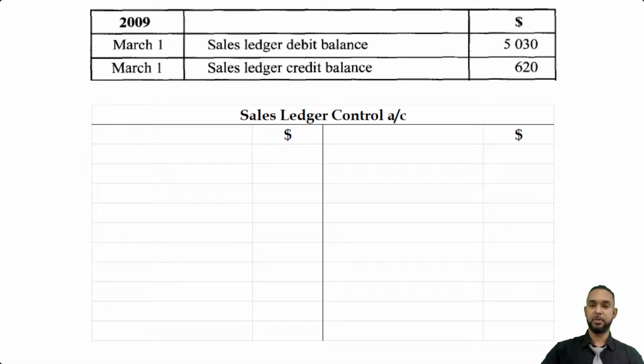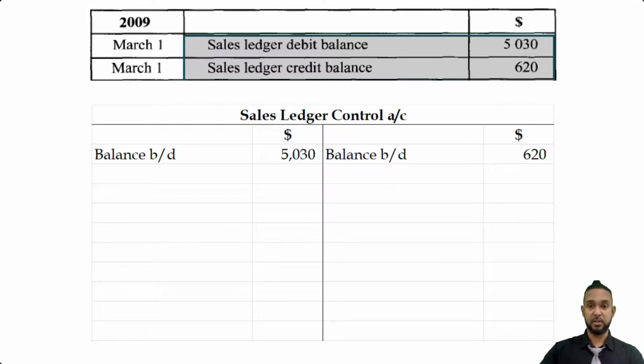And the first thing we're going to do is populate the opening balances. So it says that the opening sales ledger debit balance is $5,030 and the opening sales ledger credit balance is $620. So the $5,030 will go on the debit side of the account. The $620 will go on the credit side of the account.